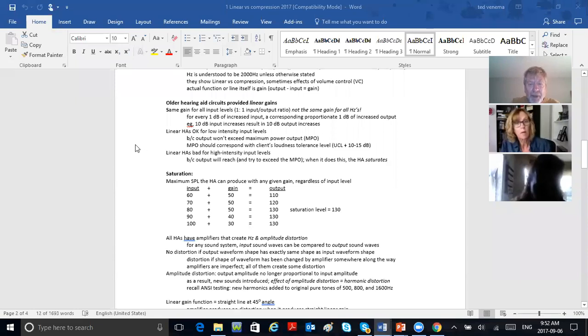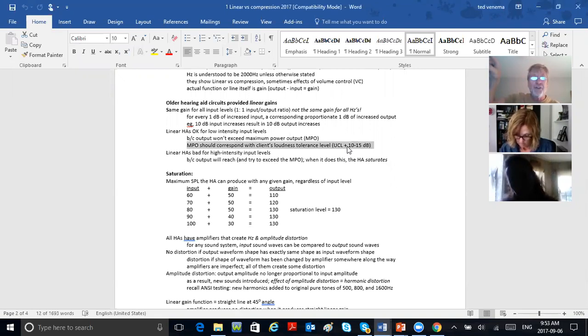Because of that curve, MPO should correspond with the listener's loudness discomfort level. You're going to take the UCL as you measured on the audiogram, and you're going to add about 10 to 15 dB to that. Why? Because on that curve, all the speech frequencies are a little bit above zero. Only 1,000 hertz and 2,000 hertz are at zero. 4,000 hertz isn't at zero, and neither is 5. They're a little bit above.